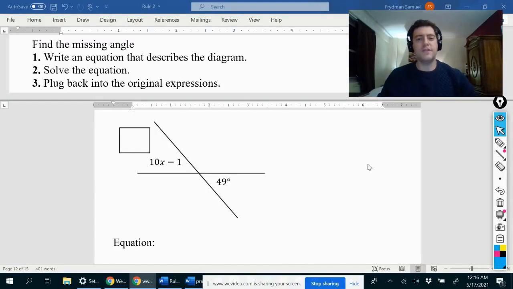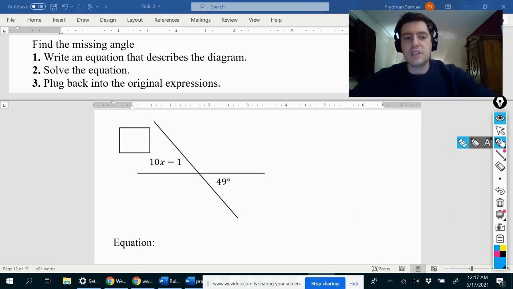Hi everybody, in this video we're going to be talking about this kind of problem where we have a diagram and we have to figure out some of the missing angles. We're going to follow this procedure over here to find the missing angle. Step 1, we're going to write an equation that describes the diagram. Step 2, we're going to solve that equation. And then step 3, we're going to plug back into the original expressions.